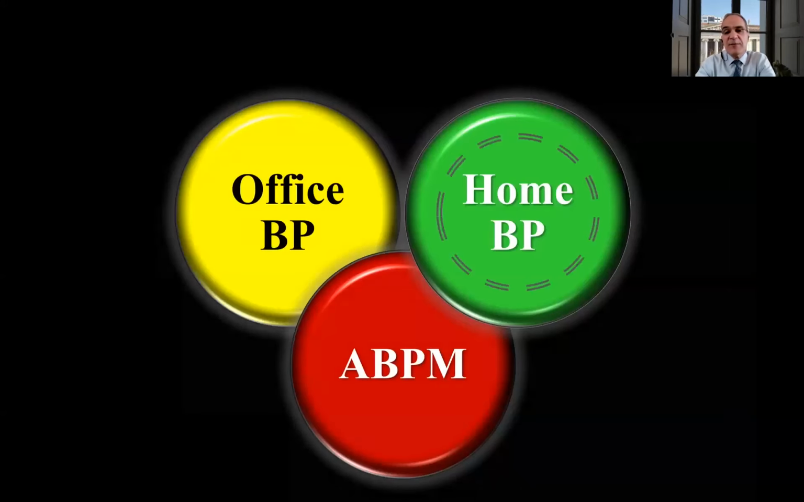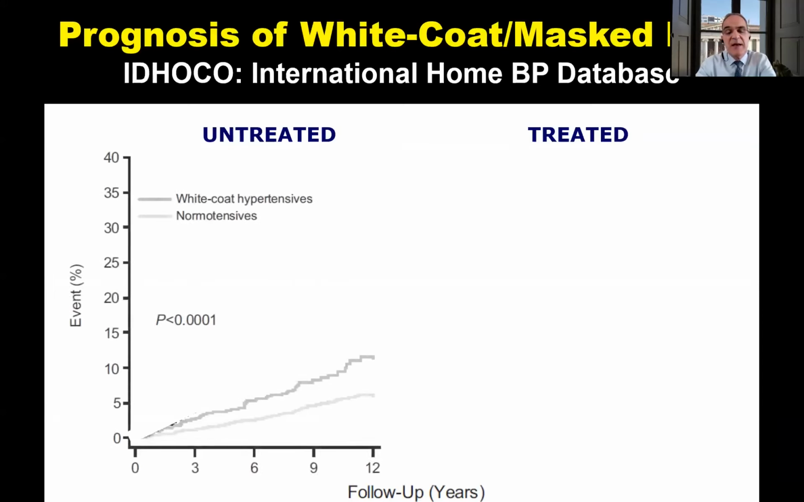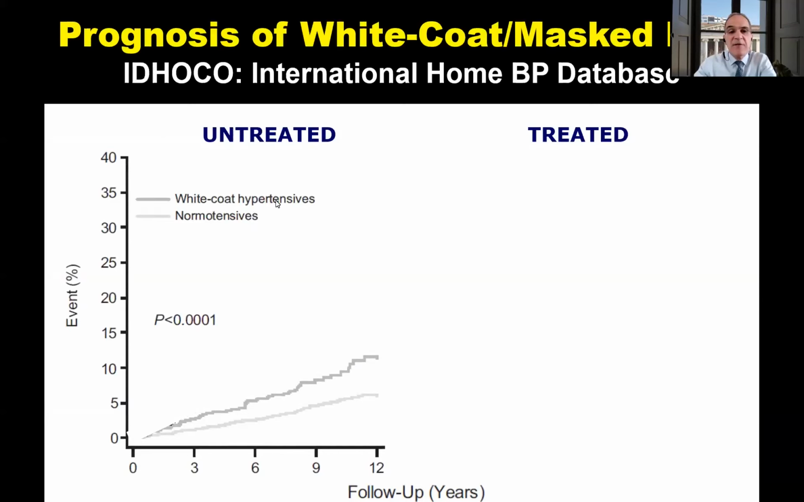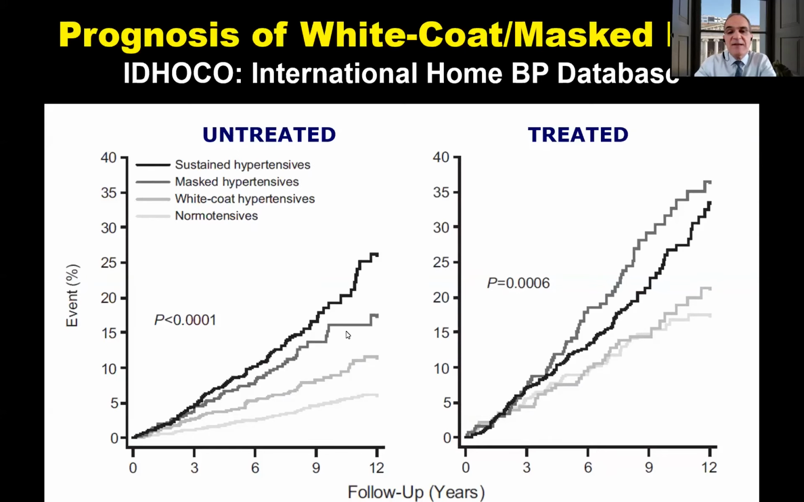Now, moving to home measurements, I'd like to show you a database from 6,500 people followed for 8 years, the IDHOCO database, and you can see here white coat hypertension detected with home measurements has similar risk with normotensives in both untreated and treated individuals. But look at masked hypertension. Masked hypertension has risk similar to uncontrolled hypertension, and particularly in treated patients, masked hypertension has higher risk than uncontrolled hypertension. Why? Because the doctor does not see the elevated blood pressure in the office and leaves these patients untreated.